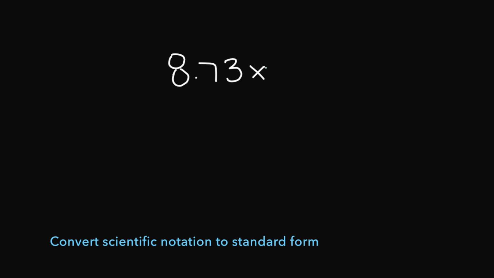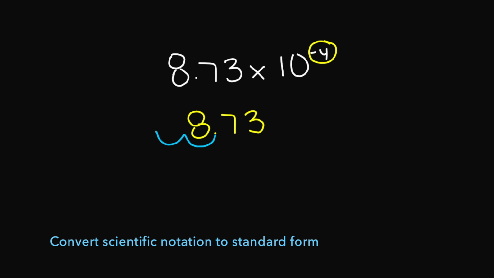8.73 times 10 to the negative 4th power. My exponent here is negative, so am I going to move my decimal to the right or to the left? I'm going to move my decimal to the left because I have a negative exponent. So this is going to be 1, 2, 3, 4. My decimal is going to fall right here. And I'm going to go ahead and fill in the empty spaces now with zeros. So we have a 0 here, here, and here. So you're going to get 0.000873.